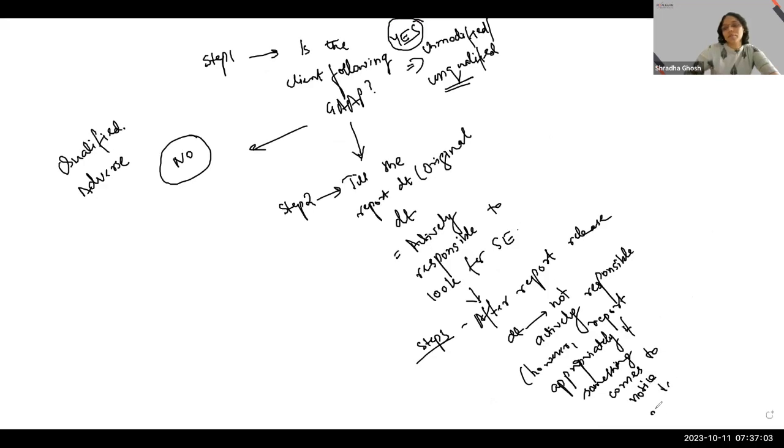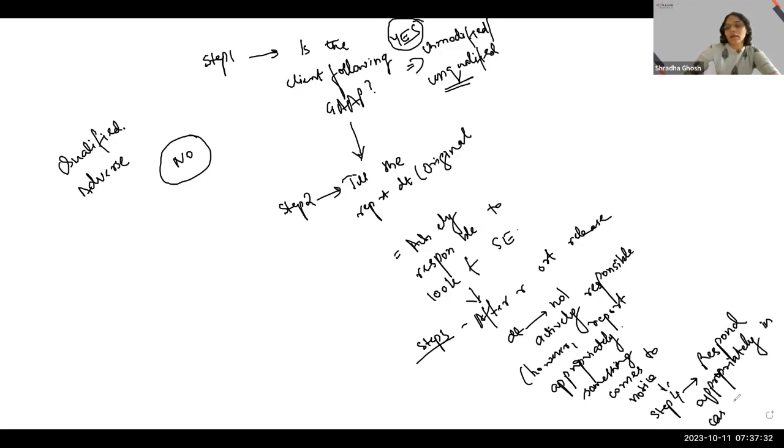And the last step, which is step 4. Step 4 is very easy. Step 4 is look for and respond appropriately in case of subsequently discovered facts. Once again.